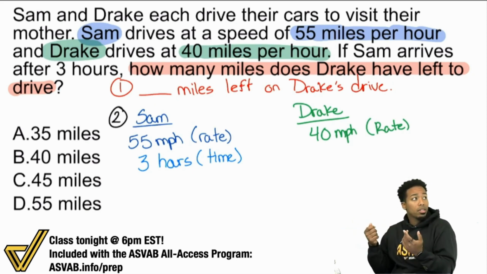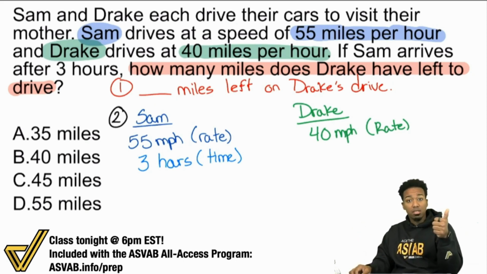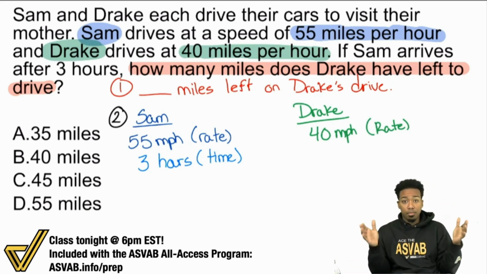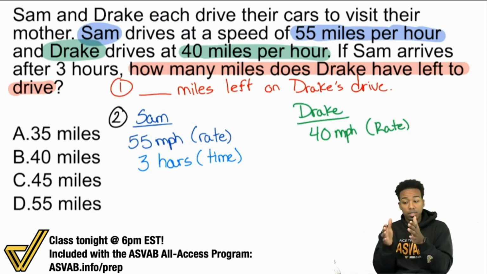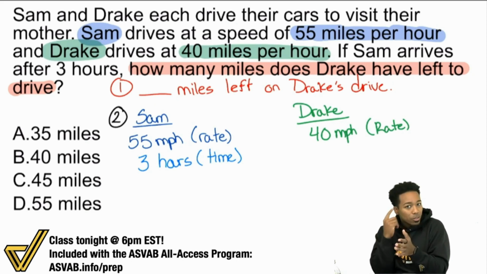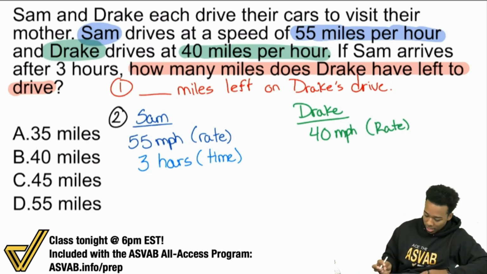So to do that, it sounds like we need to know how far it is to their mother's place, and two, how far did Drake get? Because if we know how far they both need to go, and we understand how far Drake went, then what's left, subtraction, that's going to be the distance that Drake has left. That's the answer. So again, just do your best to think about it intuitively and straightforward here. So here's how we're going to take care of this.